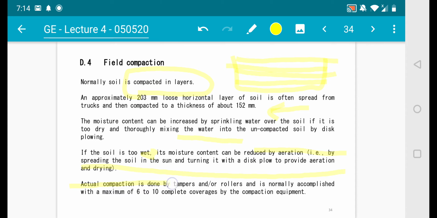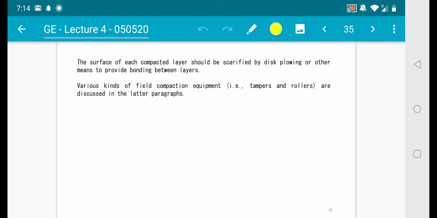Actual compaction is done by tampers or rollers and is normally accomplished with a maximum of 6 to 10 complete coverages by the compaction equipment. The surface of each compacted layer should be scarified by disc plowing and other means to provide bonding between layers. Various kinds of field compaction equipment, for example tampers and rollers, are discussed in the later paragraphs.